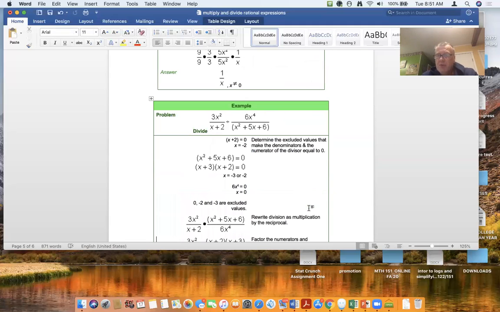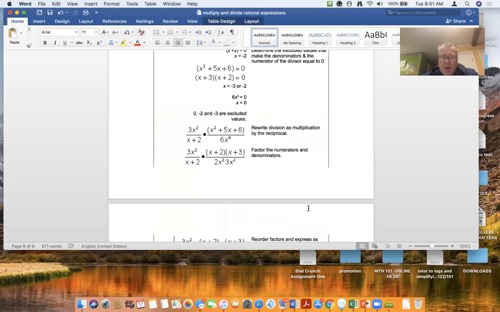This last problem, we need to factor some. Okay, so we have a 3x squared over x plus 2. The 3x squared, I'm not going to factor right at this moment. The x plus 2 can't factor. The 6x to the fourth, I'm going to leave alone at the moment. But the x squared plus 5x plus 6, that needs to be factored. And so we look for two numbers that multiply to be 6 and add up to be 5. And those two numbers are 3 and 2. And so we copy, we dot, and we flip-flop in factored form that x plus 2 and x plus 3.